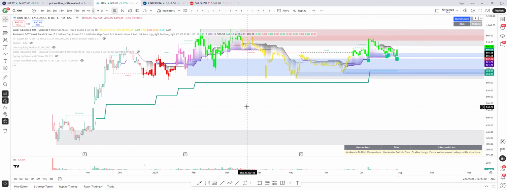It gives very good retracement entry. It is giving momentum entry as well. Okay.